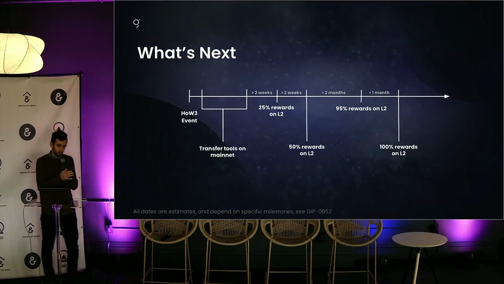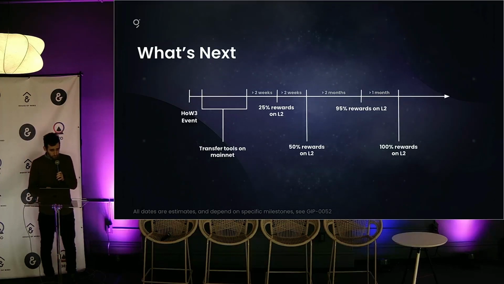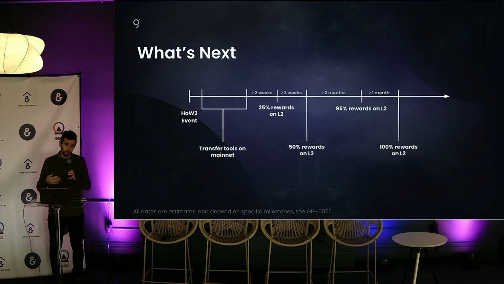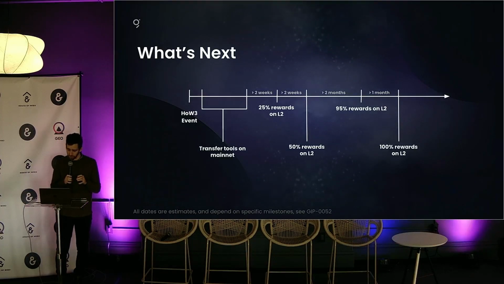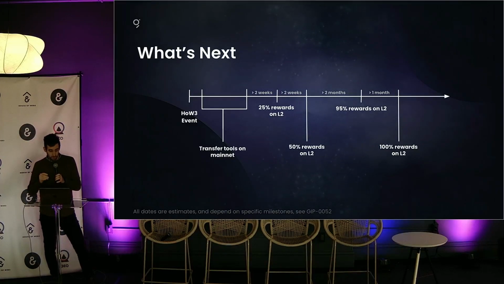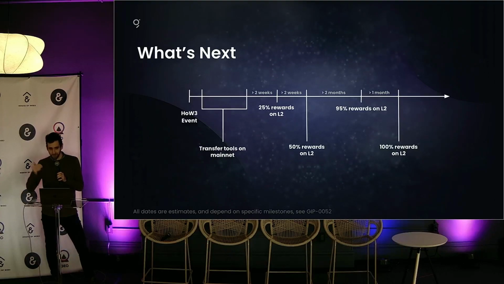Obviously, we need to get to the point where 100% of rewards are on Arbitrum. So we've put forward a proposal, another Graph Improvement Proposal. This one is GIP-52 if you want to go into the forums and look at it. And the idea is we need certain milestones to happen before the community is happy and saying, okay, we're going to increase rewards on L2.